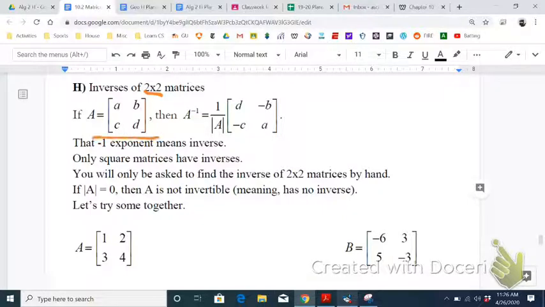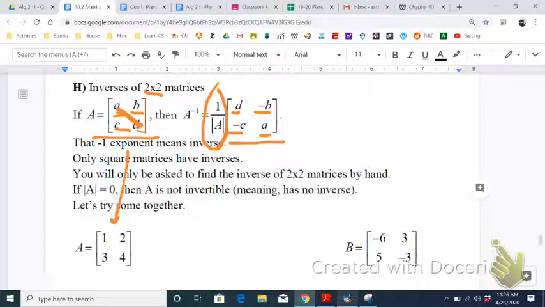Okay, so if this is matrix A, where a, b, c, d are the numbers in those positions, so if you look down at this matrix, a would be 1, b would be 2, c would be 3, d would be 4. The inverse is going to be 1 over the determinant of A, scalar multiplied by this matrix. If you look at the original matrix, you could see that you just switch a and d, so flip-flop these two, and then negate b and c. So how would that look down here?